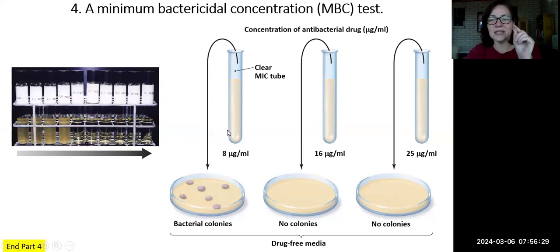We say, okay, I know it's going to be close to this, but we're not there yet. Let's go up a step. And then we know that this one is bactericidal. This concentration is going to kill off the bacteria to the point that we're not going to have that bacterium growing. Okay, so that's the MBC, or minimum bactericidal concentration test.